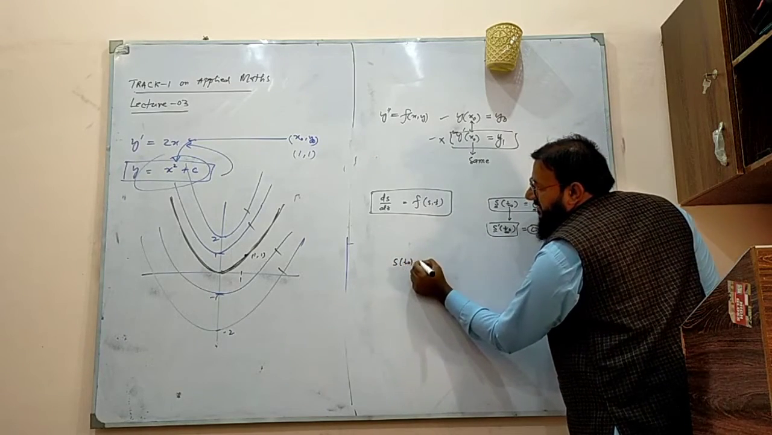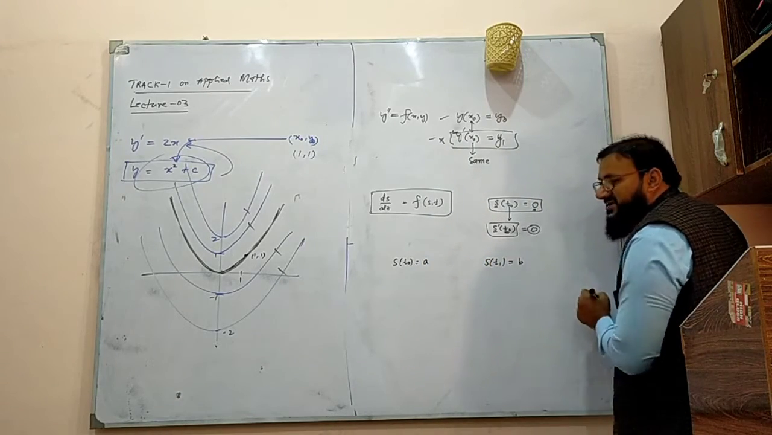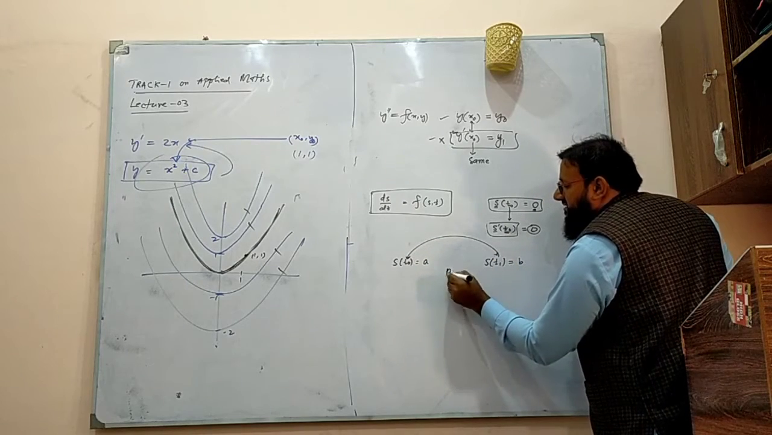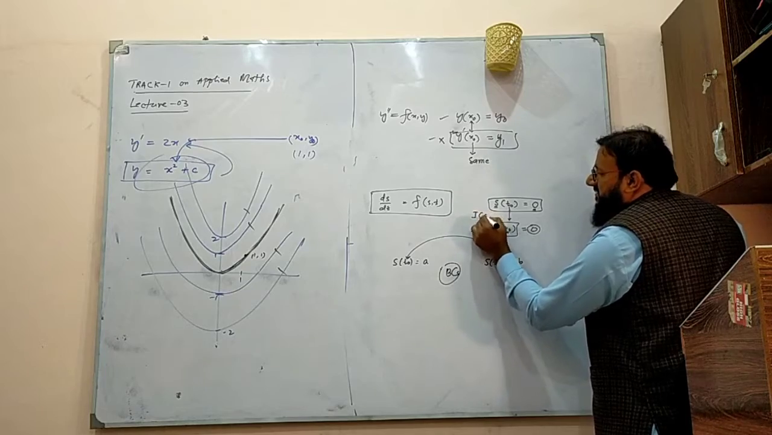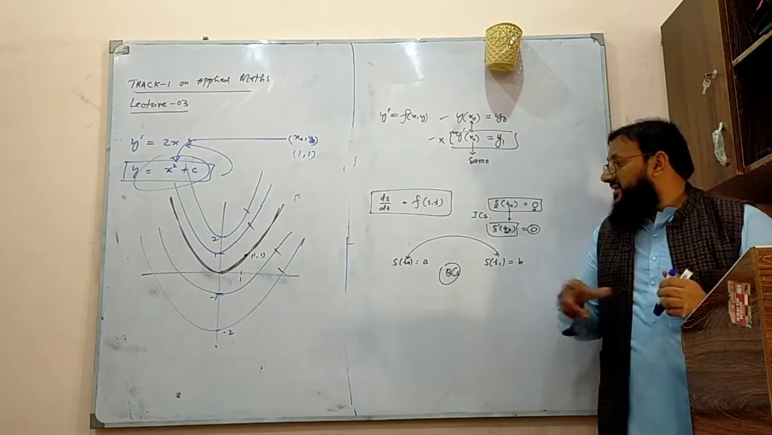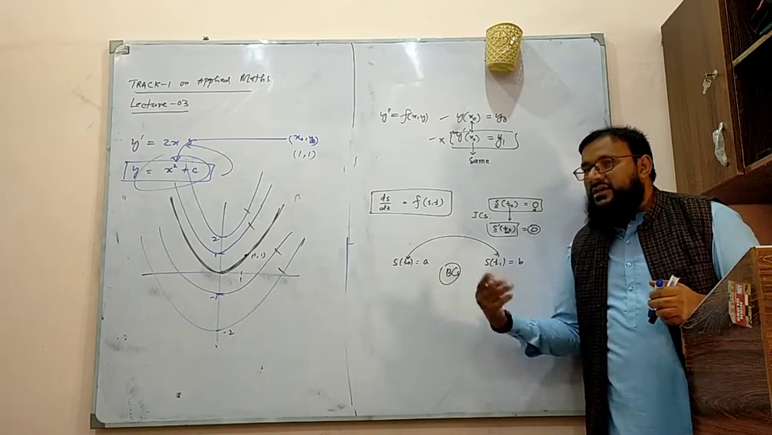The initial distance covered by a body is A, and the final distance covered by a body is B, and these two points are different. We call these boundary conditions, and we call this initial conditions. Initial conditions means the value of the independent variable is the same, and when the value is different, we call it a boundary condition.